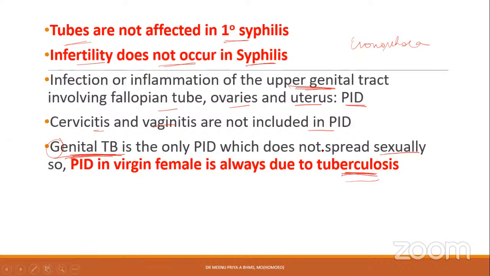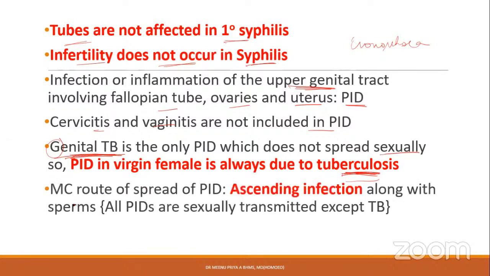Okay, especially with history of pulmonary TB. Usually it is tuberculosis, just remember. And the most common route of spread of PID is ascending infection, so ascending infection, and the exception here. So this can be a question. And PID in a virgin female is always due to tuberculosis. This can be an assertion reasoning question.